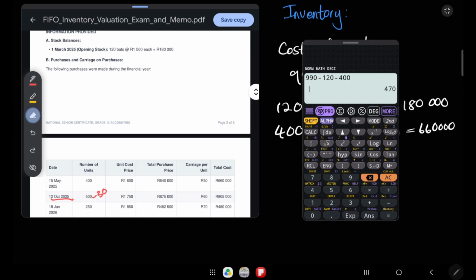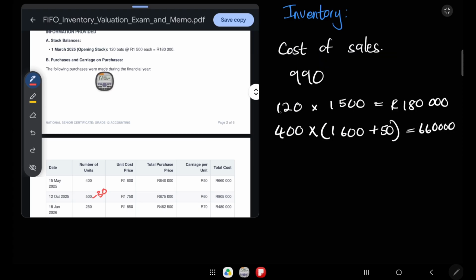However, in October, we had returns. We had 30 returns. So we can write this as, in October, in the opening stock, on the 1st of March, you had 120 bets, and we said multiply by 1,500. In terms of your purchases, during the year, we had 400 units, meaning we bought 400 units. And we have our cost price, which is 1,600 plus our carriage, which is 660,000 rand.